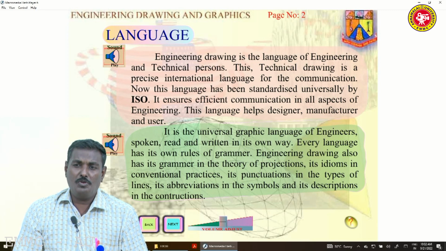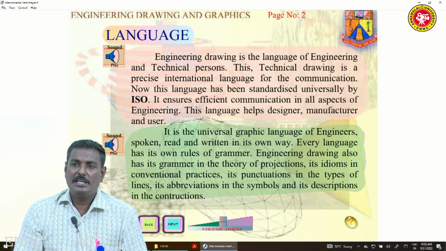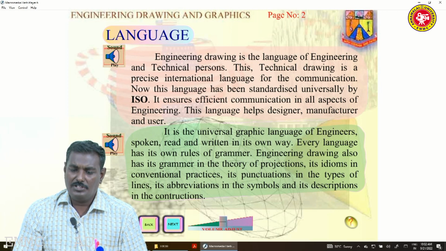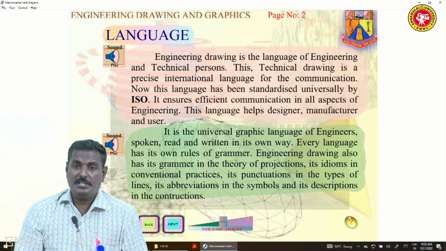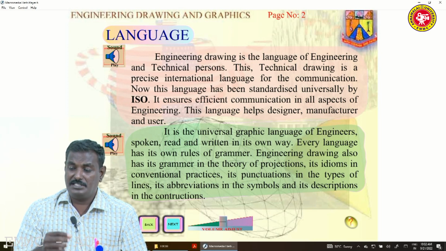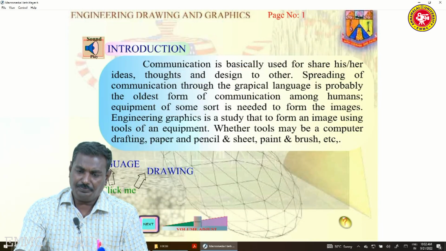It is similar to how we learn a language: we speak, read and write it in our own way. Every language has its own rules of grammar. Similarly, engineering drawing also has its grammar: the theory of projection, idioms in conventional practice, punctuation in the types of lines, abbreviations in the symbols, and description in the construction.